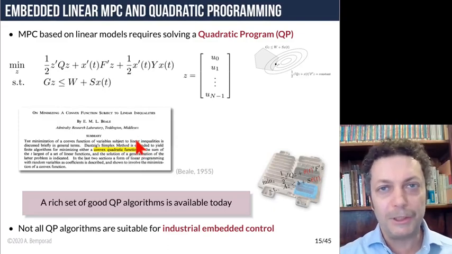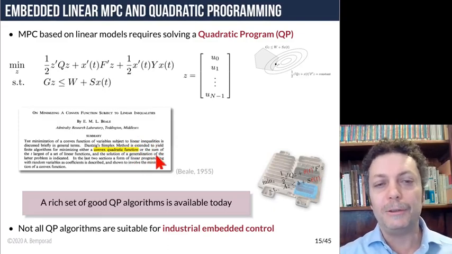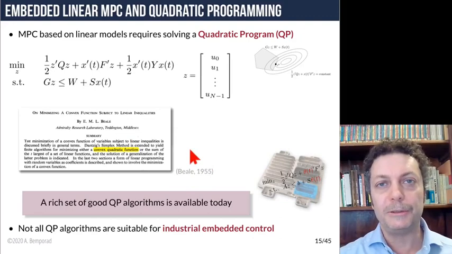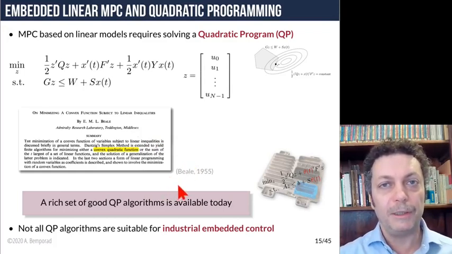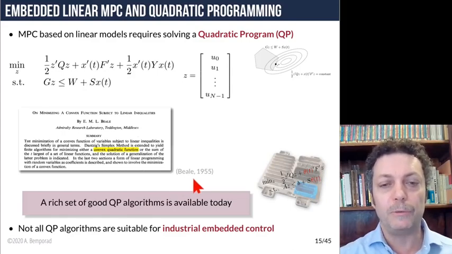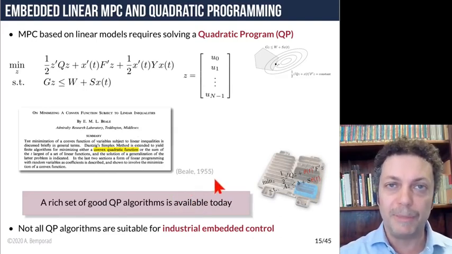Now, this is also not a new type of problem. The literature on quadratic programming dates back to the 50s. You find papers in the operations research and management science literature since many, many years ago. And as a result, these days you have a large set of different solution methods that you can use to solve quadratic programming problems. Now, not all of these methods are good for industrial embedded control.